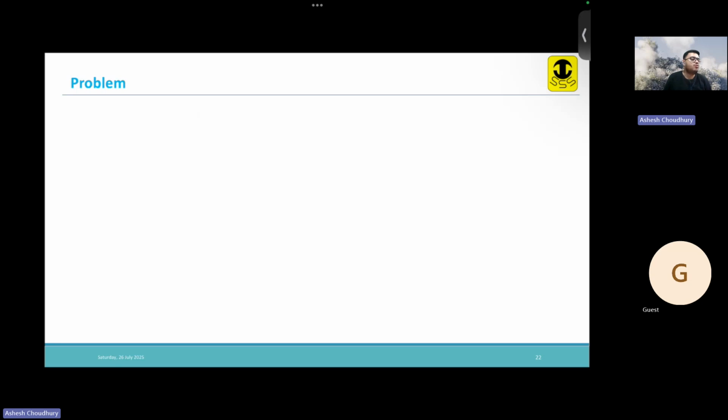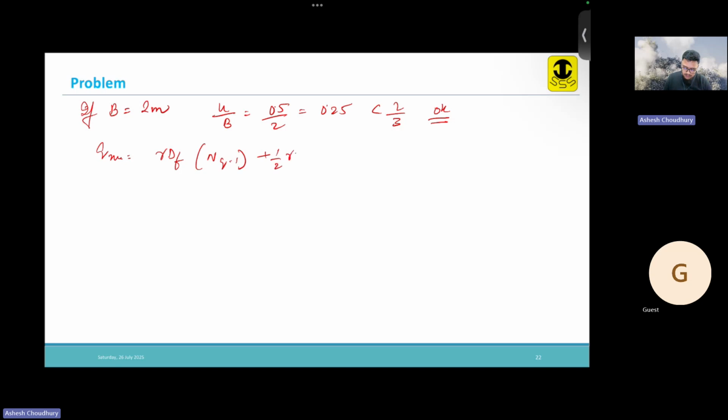So if we took the width of the footing as 1 meter, right? What if we take the width of the footing as 2 meters? Let us see. Let all other things remain the same. If my B is 2 meters, then U by B is 0.25, which is less than 2 by 3. So U will change. Okay, so this is case 2.